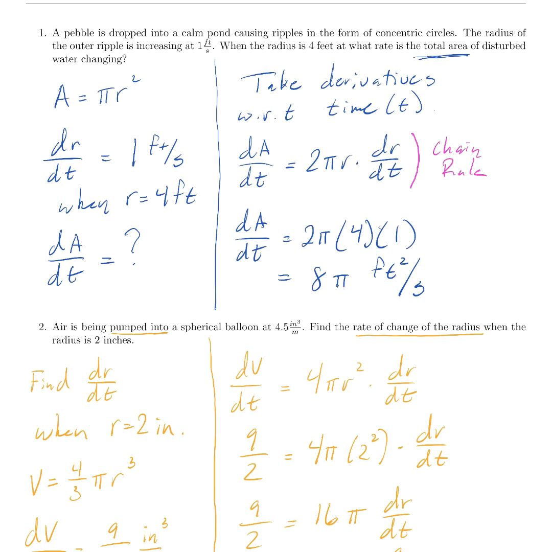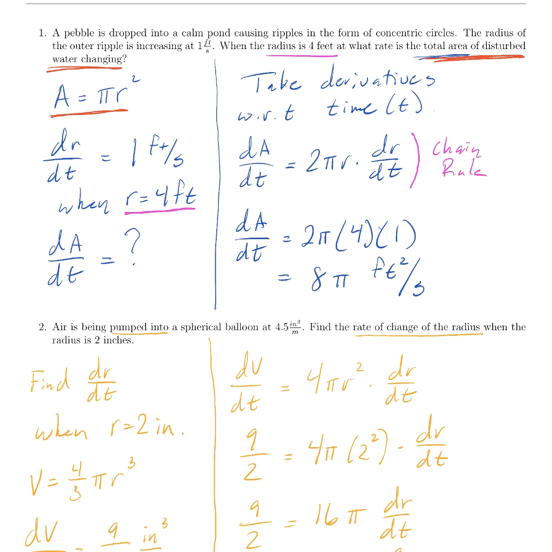Okay, so here's how I would start thinking about this. The last statement says total area of disturbed water changing. Well, I know I need to be able to represent the area of that circle. And so the area of a circle is pi times the radius squared. Now I would go back a step in this, and it says, how is it changing when the radius is 4 feet? Well, that's when the radius is equal to 4 feet.